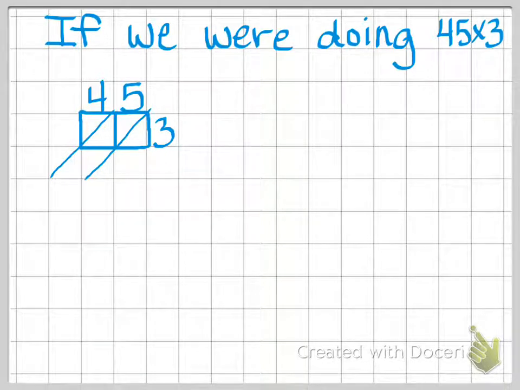And then basically we start on the right side with the 3, and we're going to multiply 3 times 5. And then that's going to give us 15.